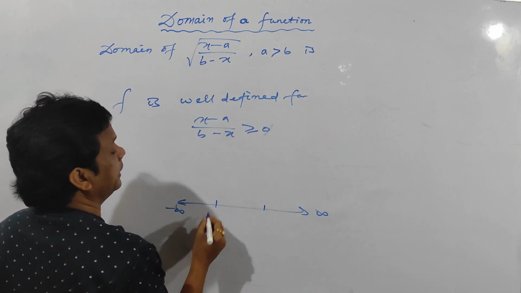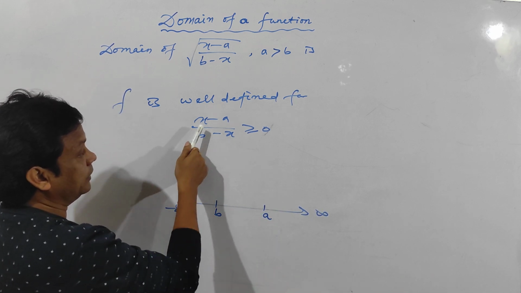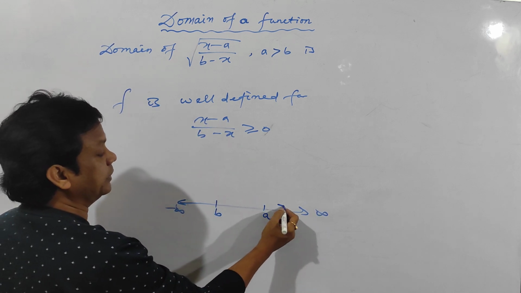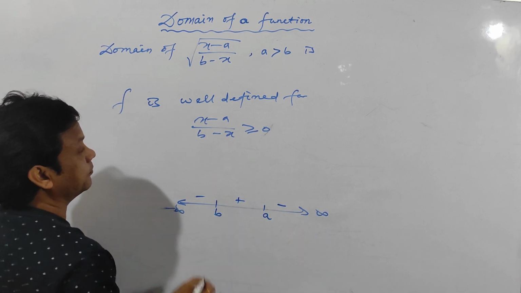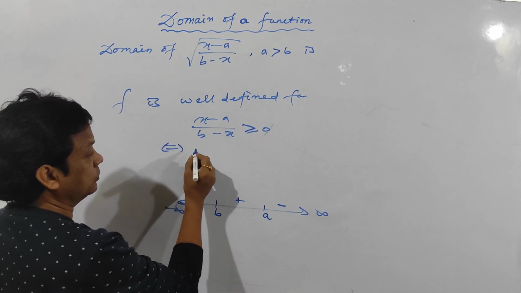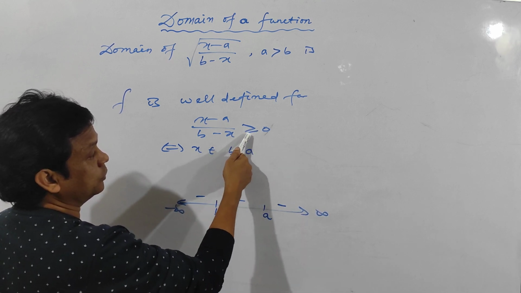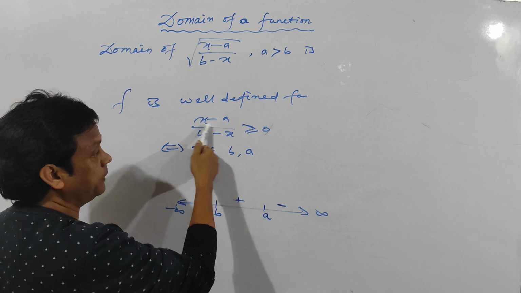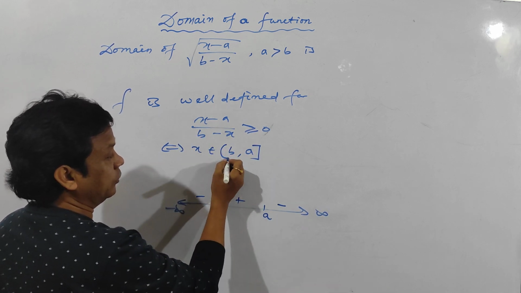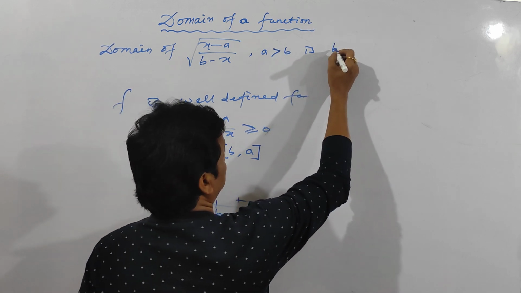A and b are the critical points. But a is greater than b. So a should be on the right hand side, b should be on the left hand side. And the coefficient of x is positive here, here the coefficient of x is negative. So positive and negative is negative. Negative, positive, negative. And your requirement is positive first. That means these two. x belongs to (b, a) and equal to 0. P by Q will be 0 if P is 0. That means x is equal to a. Put a closed bracket on the right and open on the left. So this is the answer. That means (b, a].